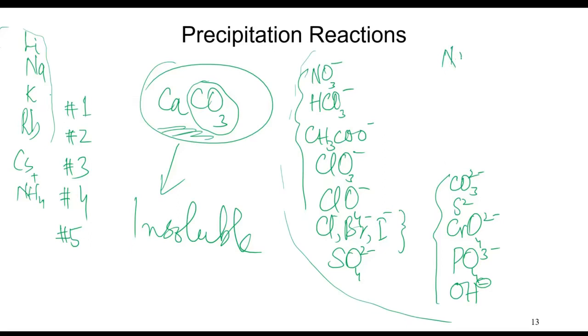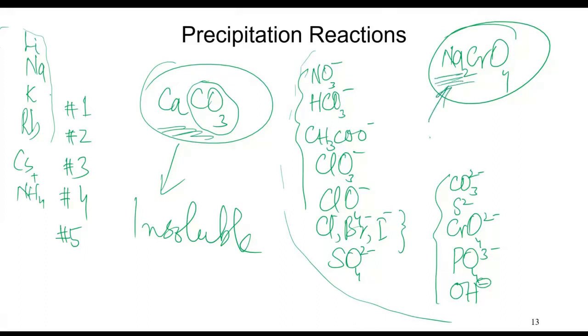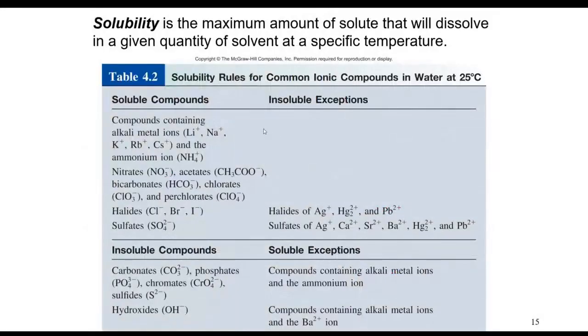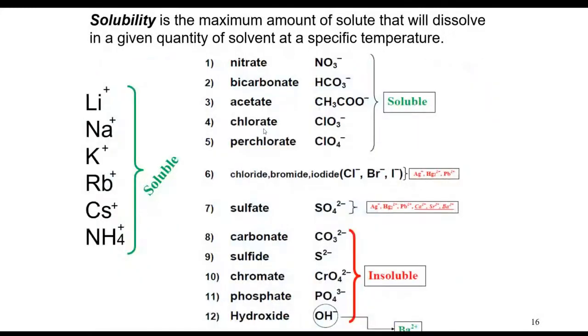Now, Na2CrO4. Is it soluble or insoluble? It is soluble. First group, check first group. It is soluble. These rules, this table is present in your book, but I have modified this table here in these rules. So all these 5 rules are written here in your slides. So don't worry about this one.